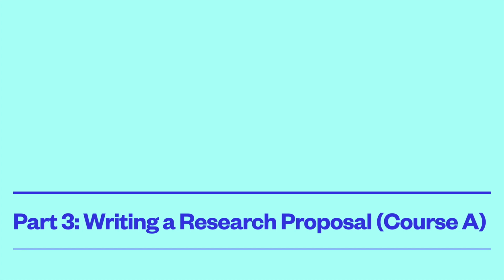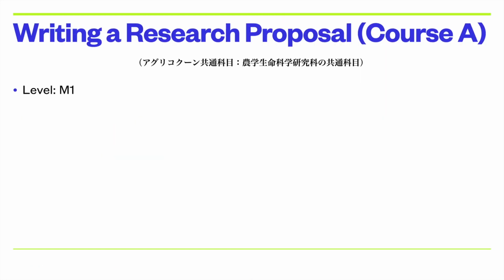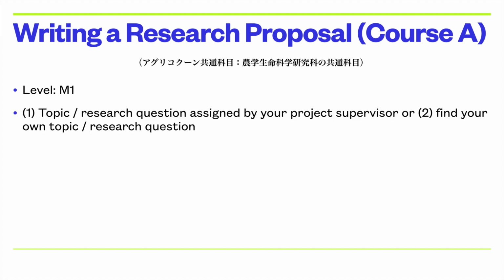Writing a research proposal, course A. The course runs in the summer semester, April to July. This course is best suited for first-year master's students, but any graduate student who is beginning a new research project may take it. Some students who take this course already have a topic and research question assigned to them by their project supervisor. For everyone else, I will show you how to find your topic and research question in this course. Most activities in class are through active learning, which mainly involves doing pair or group work.